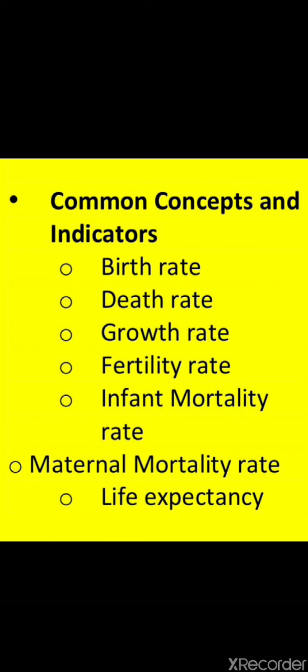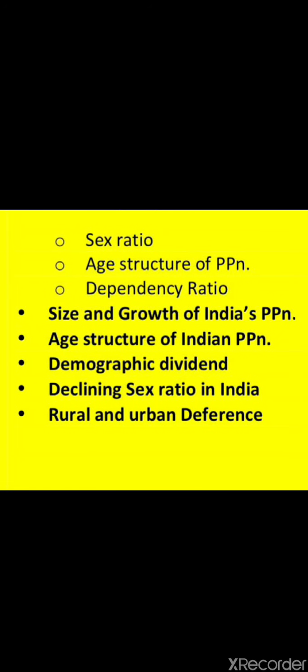The next topic is common concepts and indicators. In this heading, we will discuss innumerable definitions and terms such as birth rate, death rate, growth rate, fertility rate, infant mortality rate, maternal mortality rate, life expectancy, sex ratio, age structure of population and dependency ratio. And further try to understand and analyze why they are so important in formulating demography as an area of study.